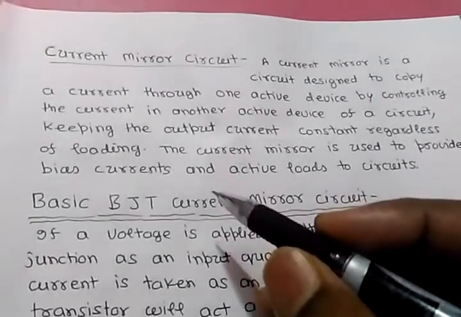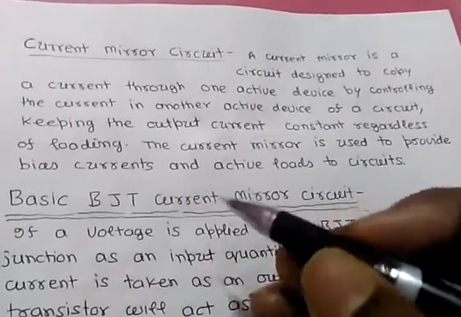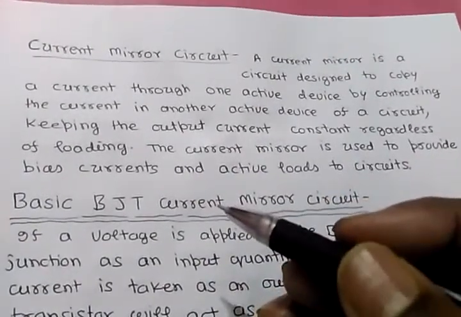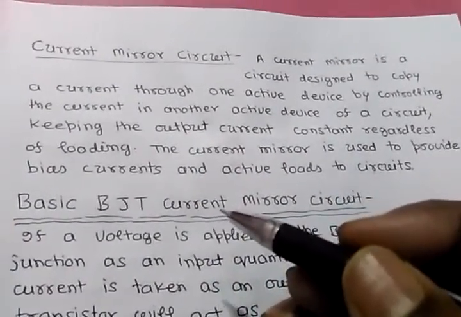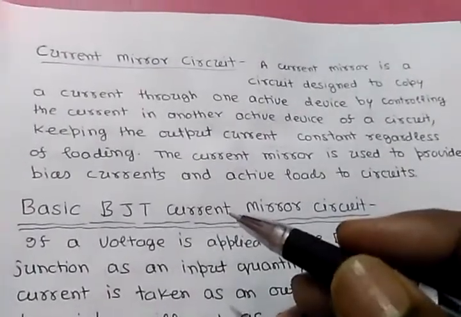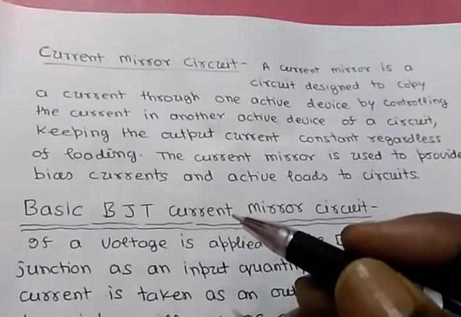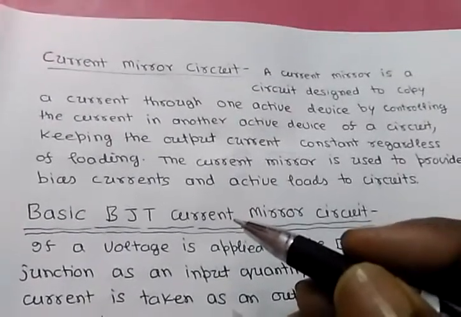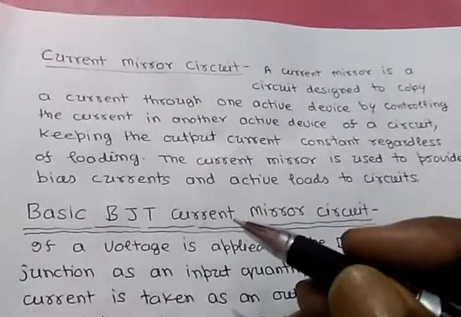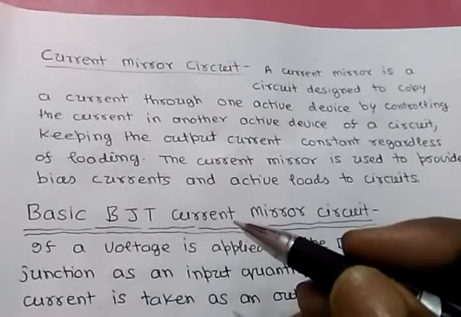In this video, I will explain the current mirror circuit. A current mirror circuit is a circuit which provides constant current. The current supplied by a current mirror circuit does not change with change in load. Hence, we can say the current mirror circuit is a constant current source.